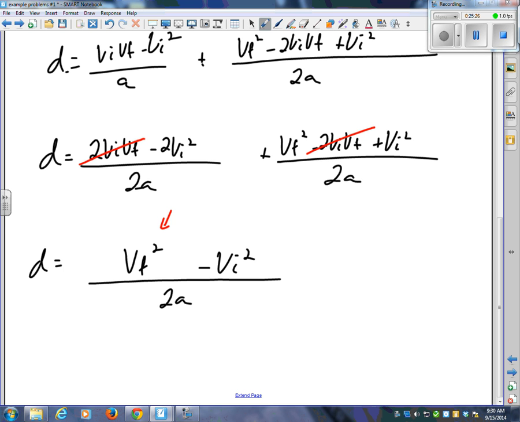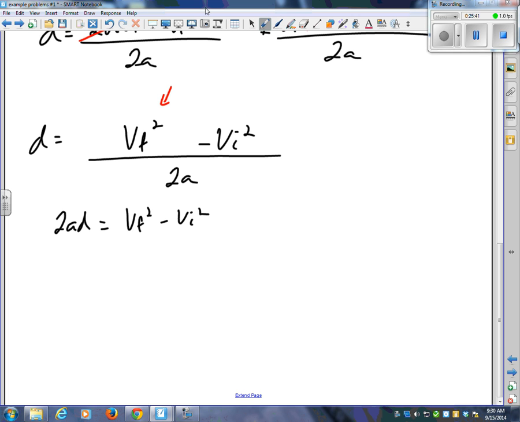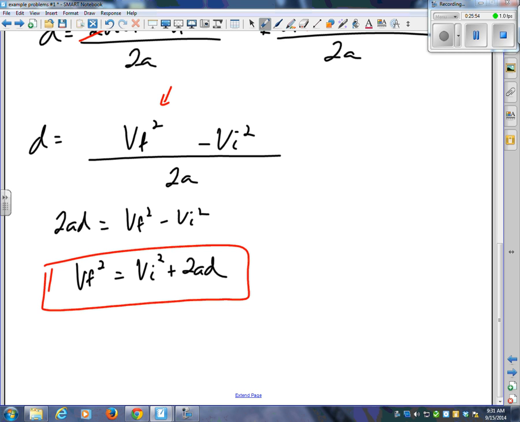I'm going to take this 2a. It's going to come up here. I'm going to have 2ad is equal to vf squared minus vi squared. And then I want vf squared by itself, so the vi squared goes to the other side. And here it is. vf squared equals vi squared plus 2ad. Put a red box around it, wrap it up, put it under the Christmas tree. Done.